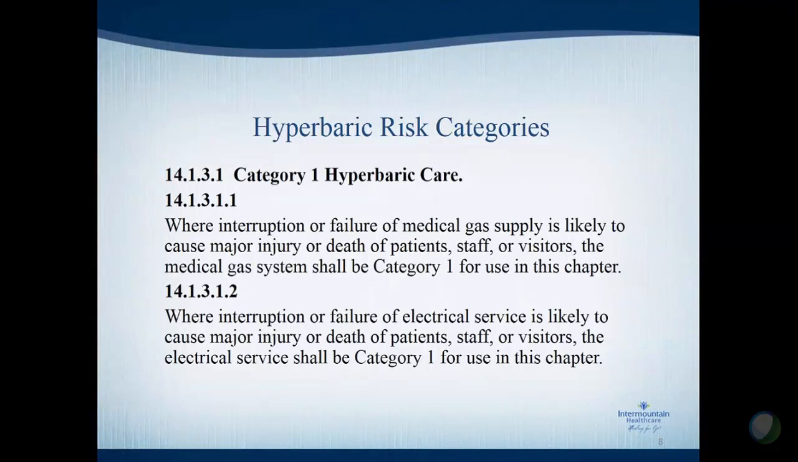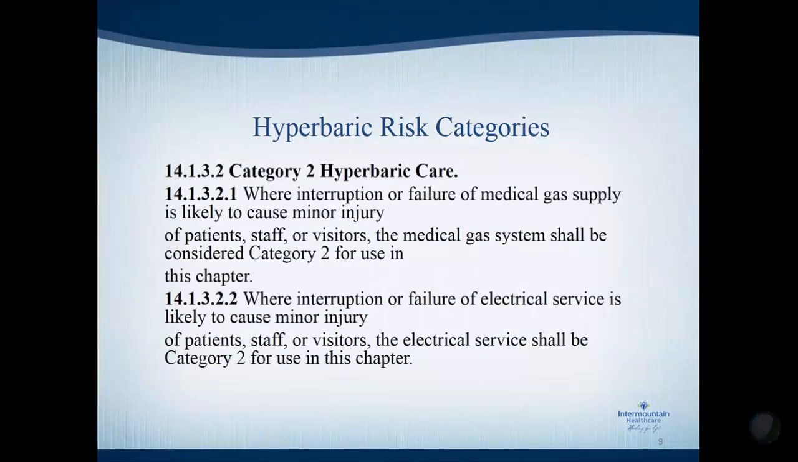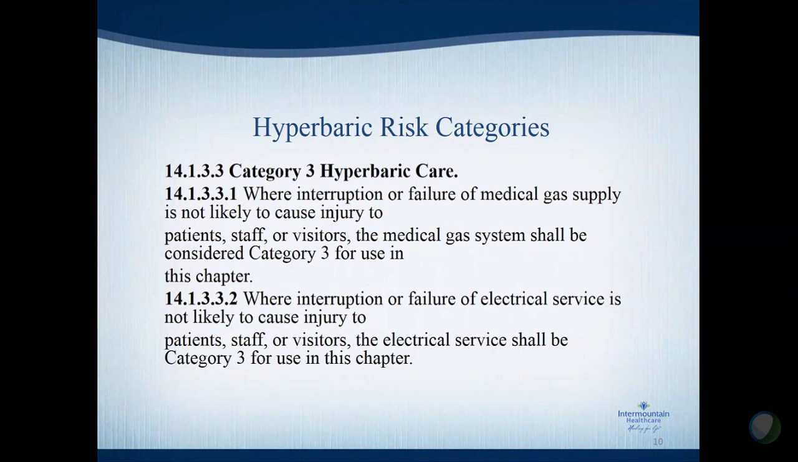Currently we have Category 1 hyperbaric care for electrical and medical gas. Category 1 is considered, if you have an interruption or failure, you'll have major injury or death to either your patient, staff, or visitors. So Category 1 is for electrical and medical gas systems. Category 2 would be minor injury. If you lose electricity or medical gas, you would have some minor injury to the occupants of the room or the chamber. Finally, we have Category 3, where it's not likely to cause injury to patients or staff for the med gas and the electricity. There is a Category 4, and it's been reserved. We don't have a use for that right now, but we left it out there. And that matches the chapter on definitions.